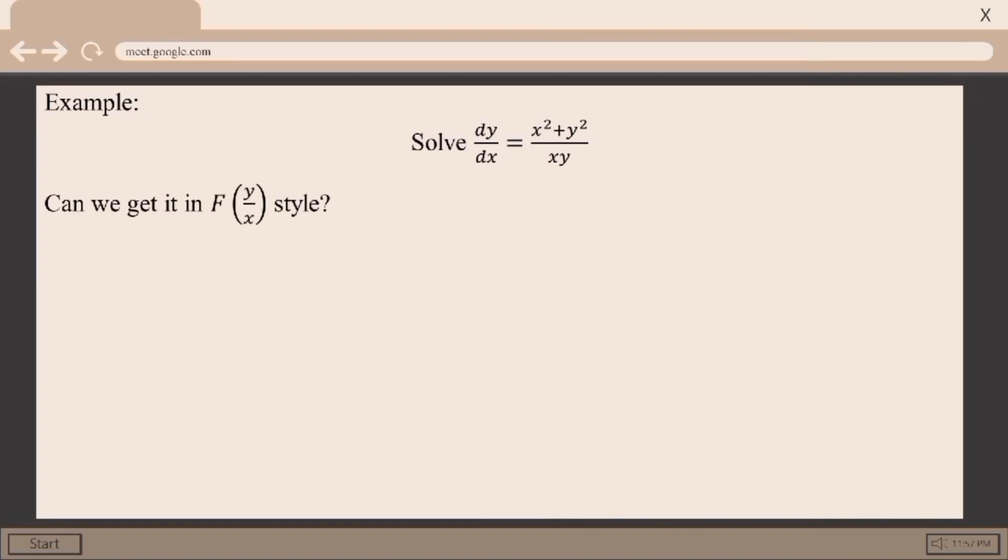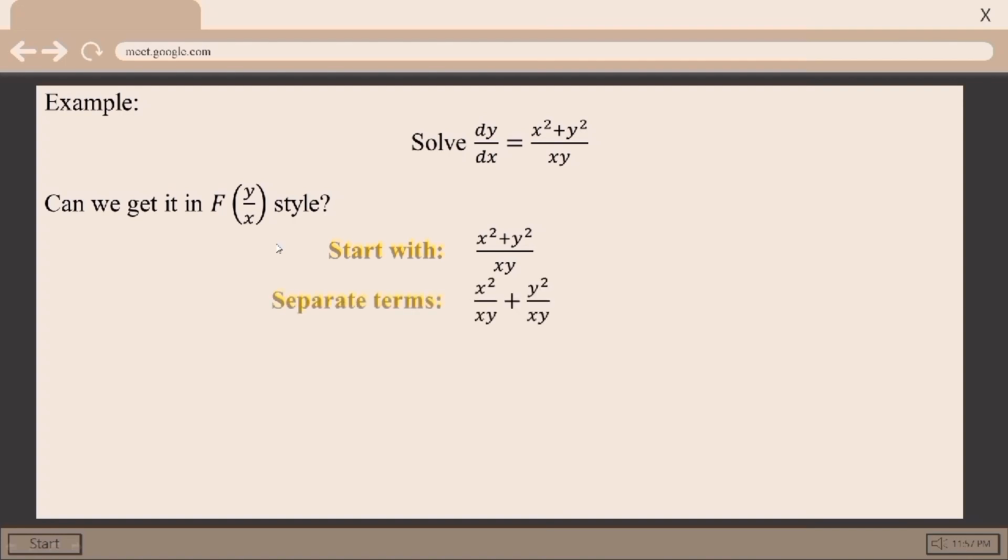But first, I have a question here. Can we get it in the f of y over x style? So in this example, can we get this form, or can we solve it by this form? We will be discovering that later. So for now, how can we solve this one? We will start with the given: x squared plus y squared over xy.